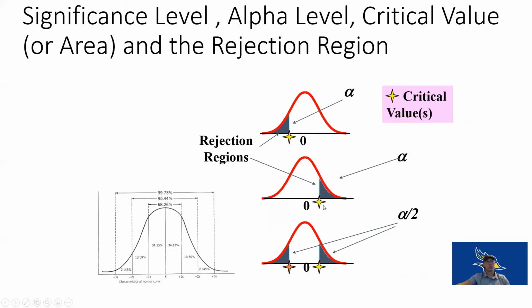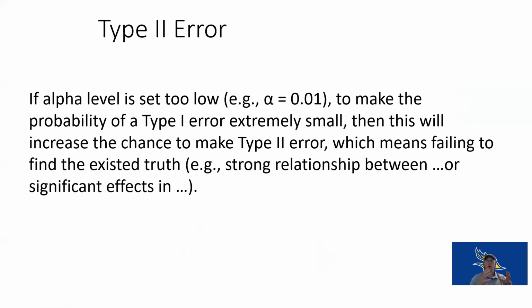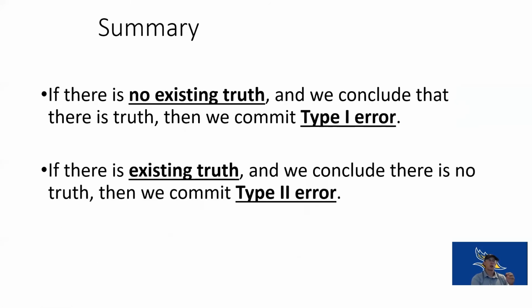We'll get a little bit further into there, but the things that I want you to remember are right here, type 1 and type 2 errors. So stick these in your head over and over and over. Type 1 error, there is no truth, and we conclude there is truth. Type 2 error, there is truth, and we conclude that there is no truth, or fail to find truth.